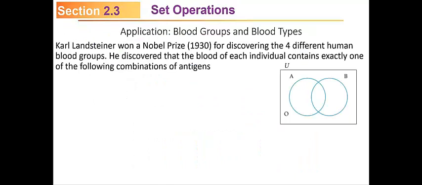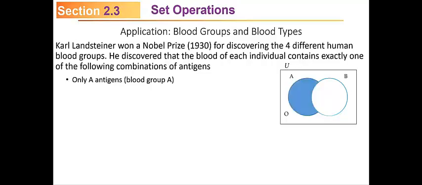Here's a really important application of Venn diagrams. It has to do with blood groups and blood types. Karl Landsteiner won a Nobel Prize in 1930 for discovering the 4 different human blood groups. He discovered that the blood of each individual contains exactly one of the following combinations of antigens. If you have only A antigens, you're called blood group A.